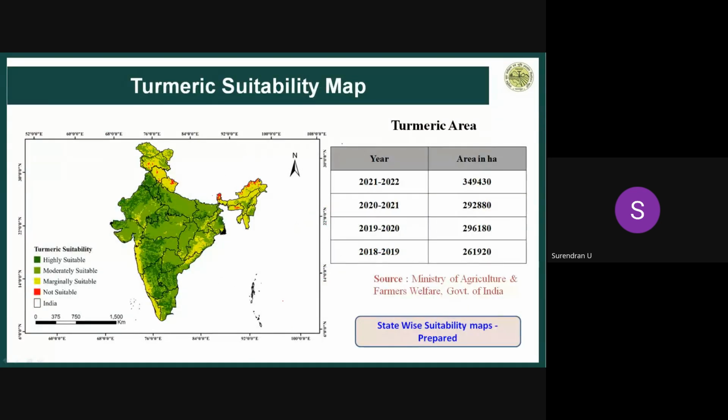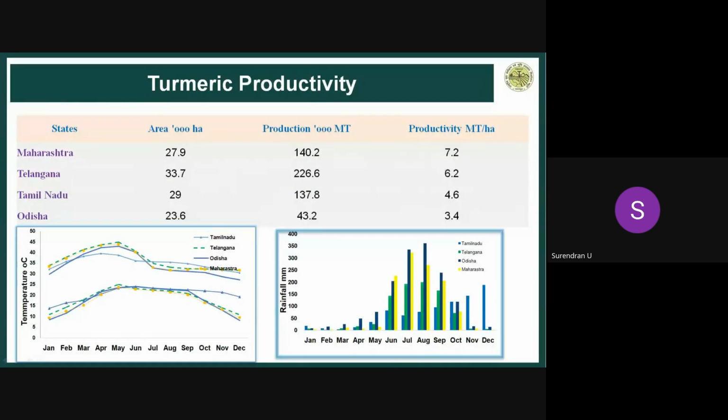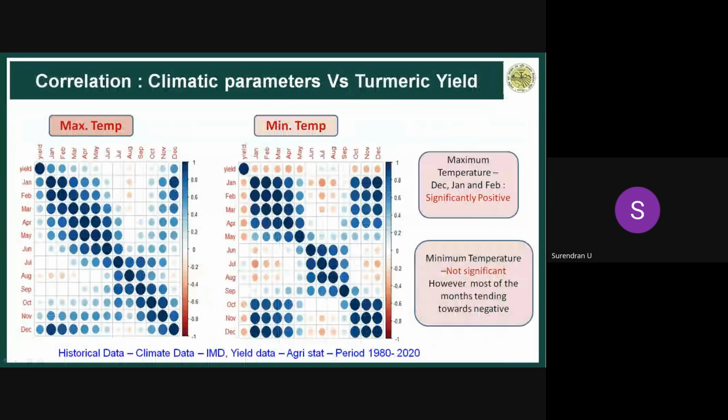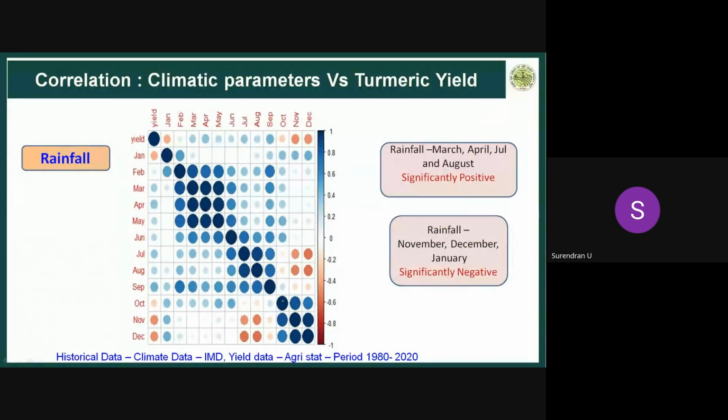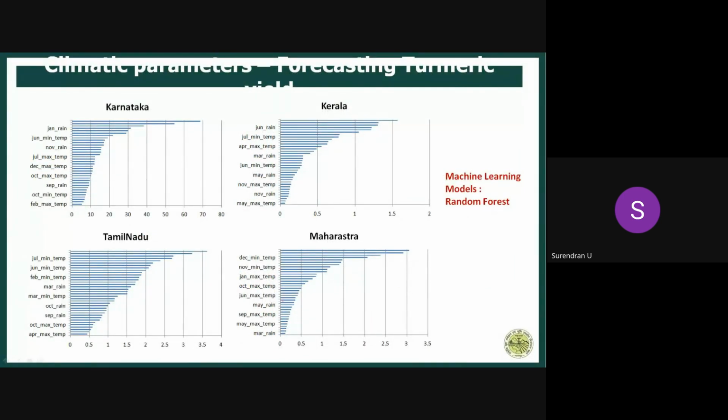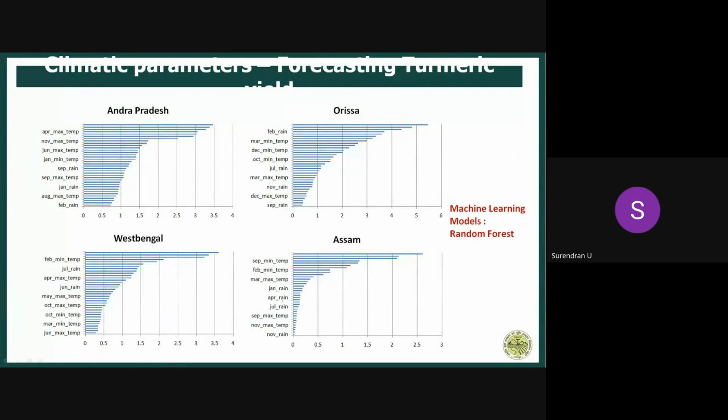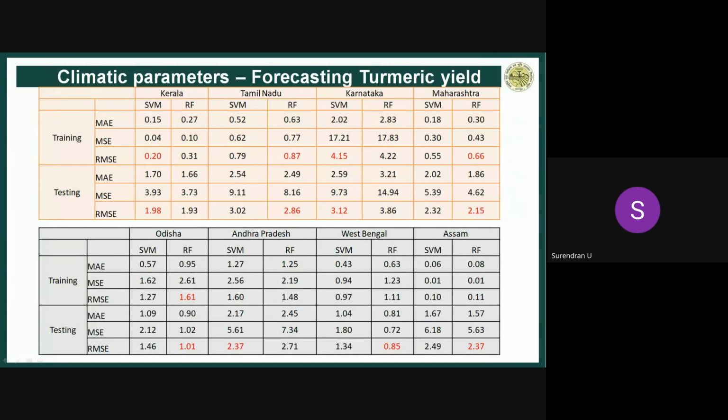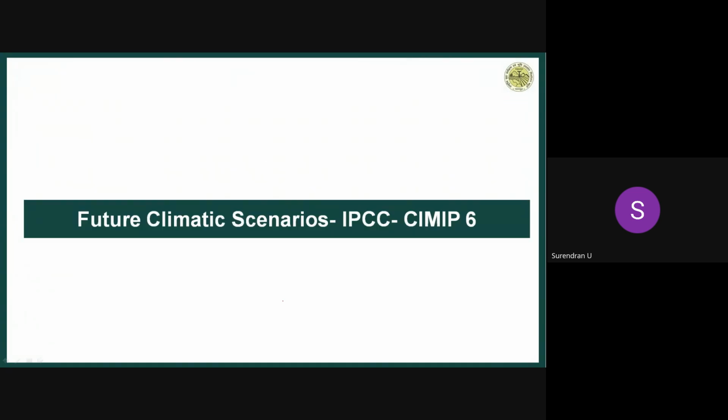So these are all the thematic maps. If you see the area, production, productivity data from the statistics, similarly from the research database also, we have compared and we found that climatic factors, especially the temperature, maximum and minimum temperature, are significantly influencing the turmeric yield. And using some machine learning models also, we have attempted that, and which month the temperature is more influencing, all those things we have identified, and then the same has been applied into these models for the future scenarios.